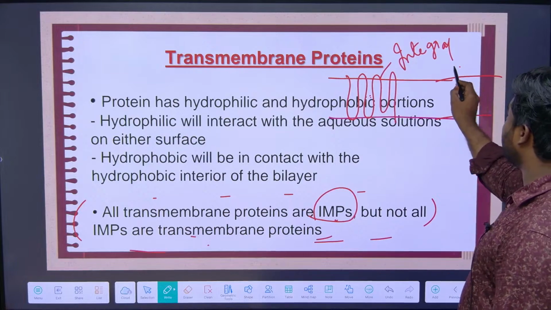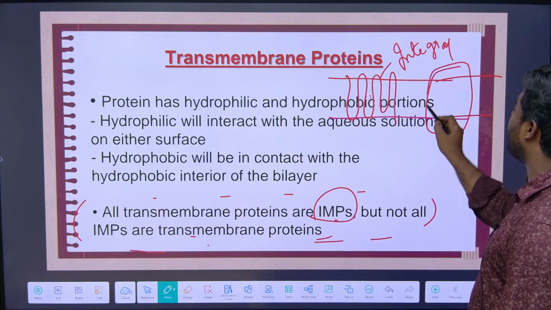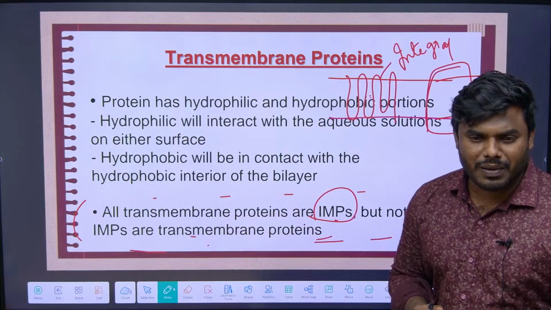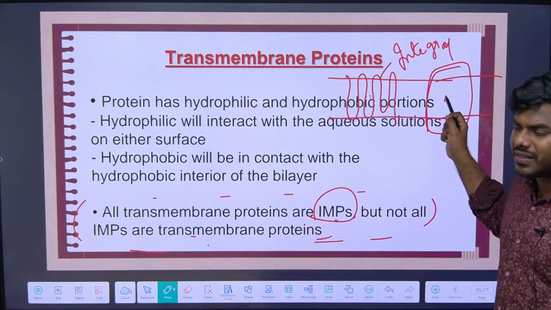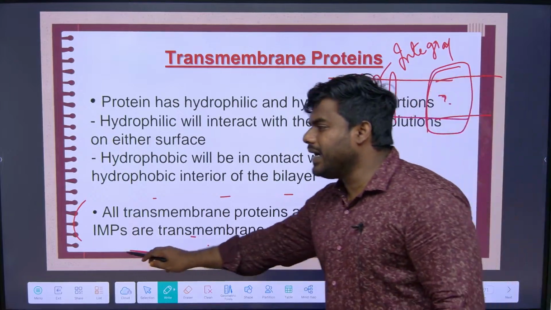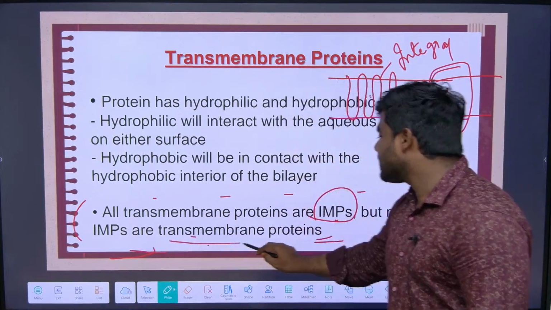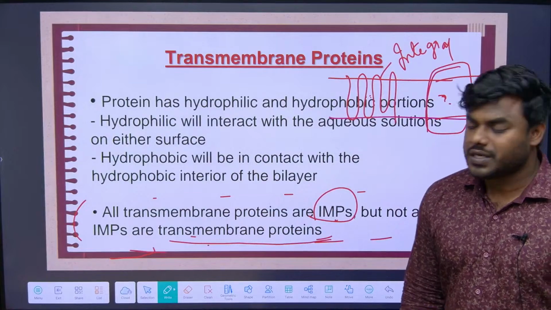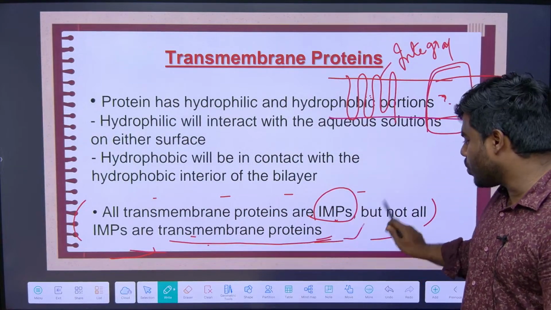Now let's consider this is the integral membrane protein. It may transpan the membrane, it may not transpan the membrane. Then what can we conclude? Not all integral membrane proteins are transmembrane proteins. So that is a very important statement to be understood.